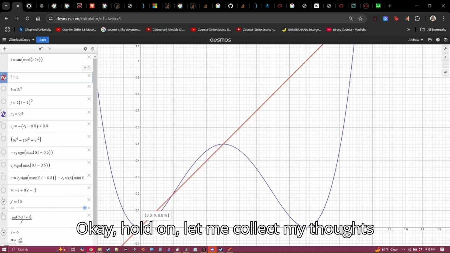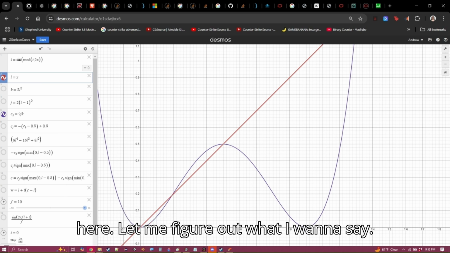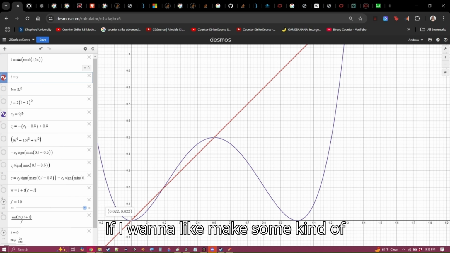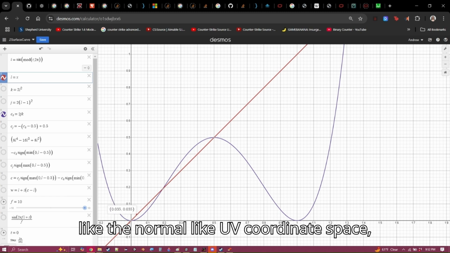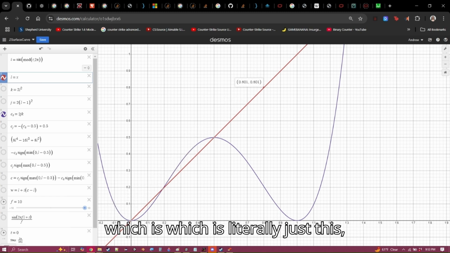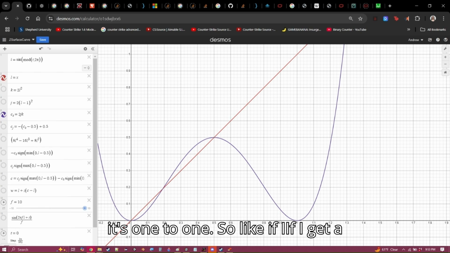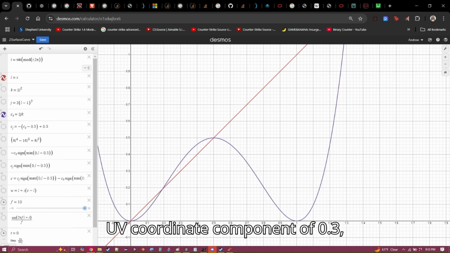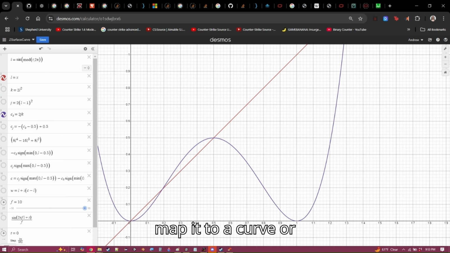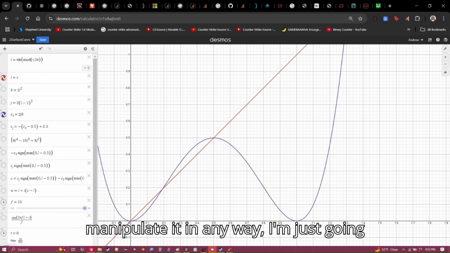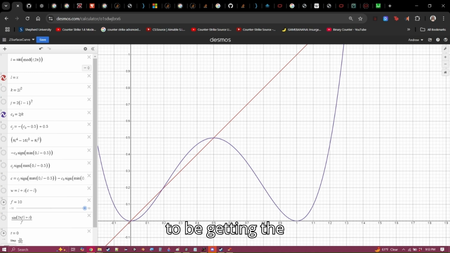Okay, hold on. Let me collect my thoughts here. If I want to make some kind of transformation between the normal UV coordinate space, which is literally just this, it's 1 to 1. So if I get a UV coordinate component of 0.3, and I don't map it to a curve or manipulate it in any way, I'm just going to be getting the texel that is at the UV corresponding to that 0.3.